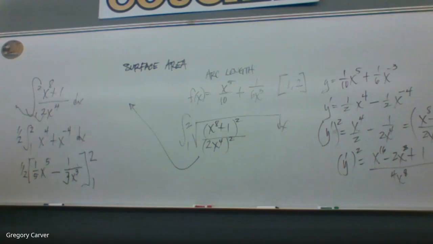Okay, now plug in 2, plug in 1, subtract. And you know what that gives you? The arc length of that curve. And it's about what we thought, right? Yeah, exactly. 32 fifths minus 1/24 times a half minus a fifth. It's about right.